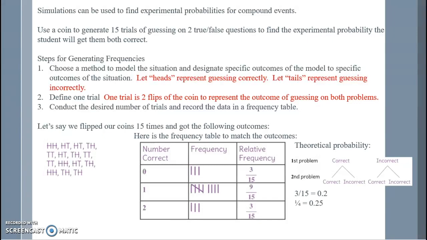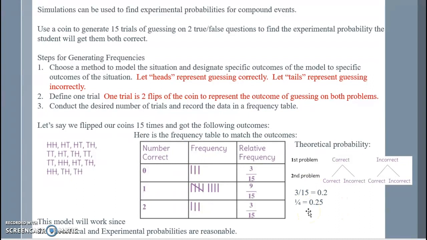So the probability or the relative frequency of getting 0 correct is 3 out of 15 or 20%. The theoretical probability is 1/4. So out of the 4 options that we have altogether, 1 out of 4 would be 0 correct, or number correct would be 0. So 25%. Since these are fairly close to one another, this is a good model that will work.